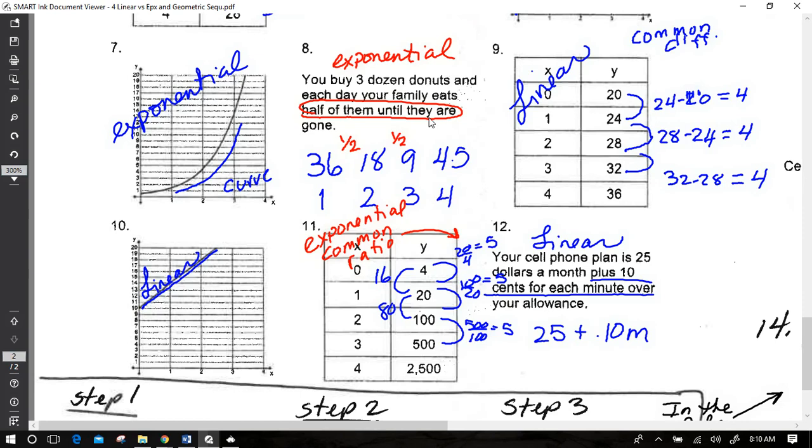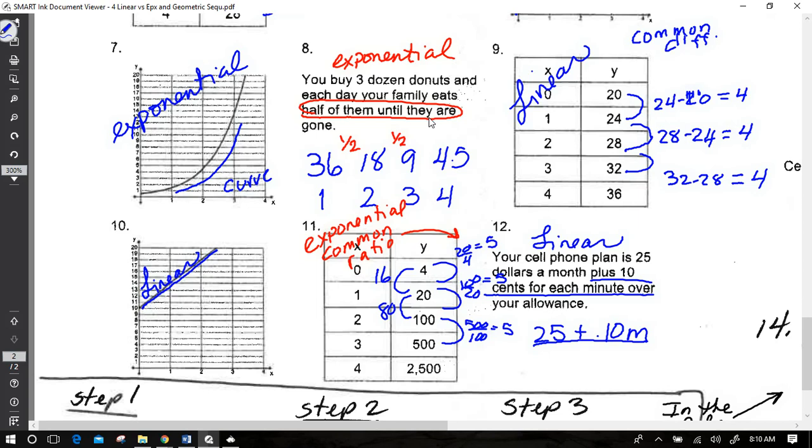I was able to write a linear model for that right here. I just went ahead and translated it and wrote it up. And so that would have fit perfectly into our linear functions unit. However, number 8 would not have.